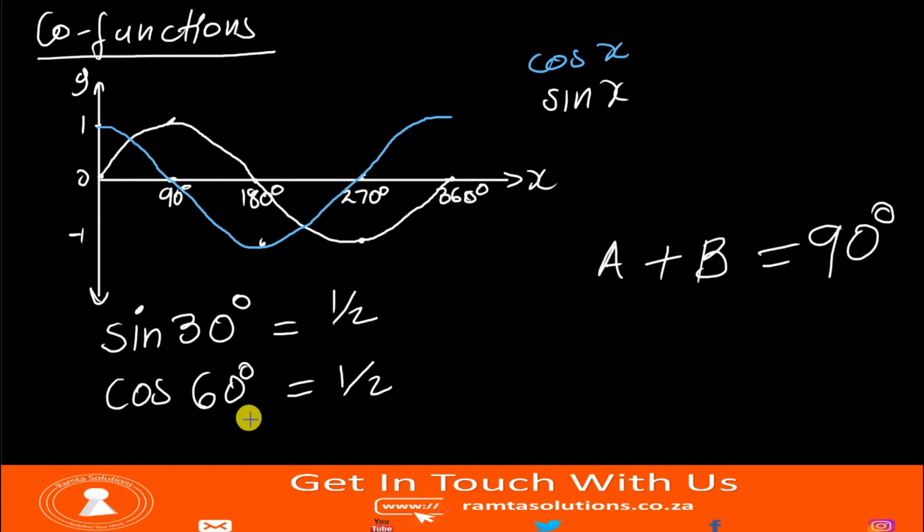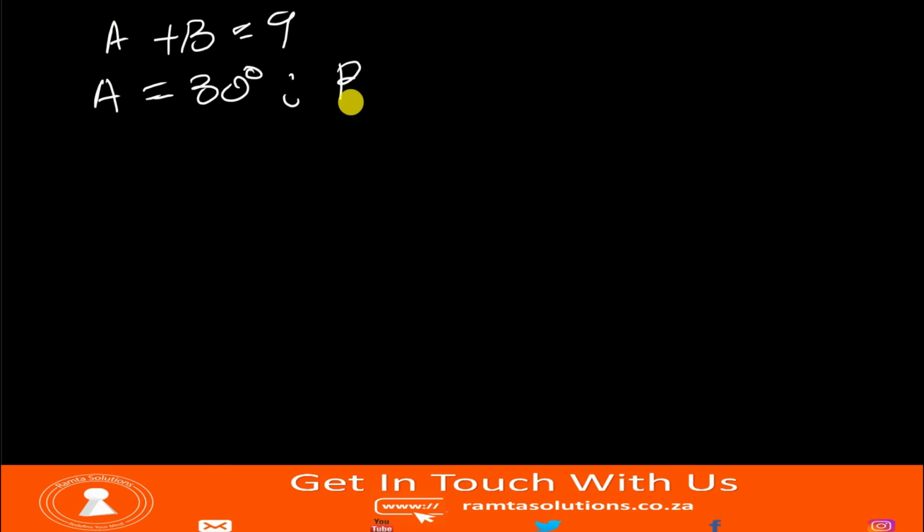I'm going to continue with this and say, all right, if that's the case, how about I say A plus B equals 90, and we said A is equal to 30 degrees, and then B is equal to 60 degrees, right? This is interesting.